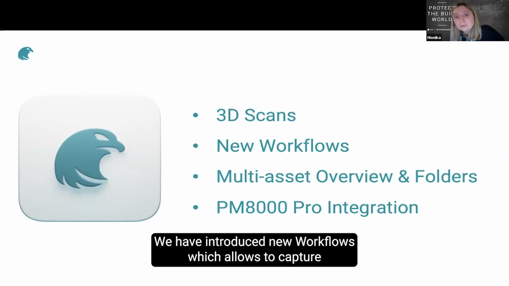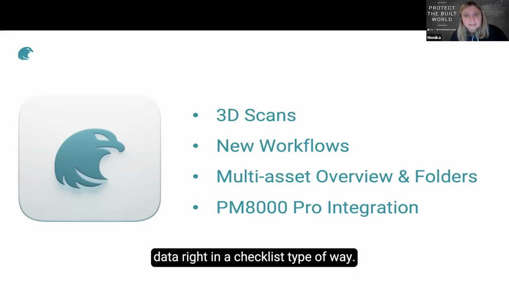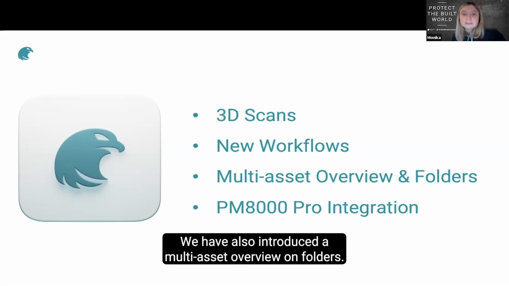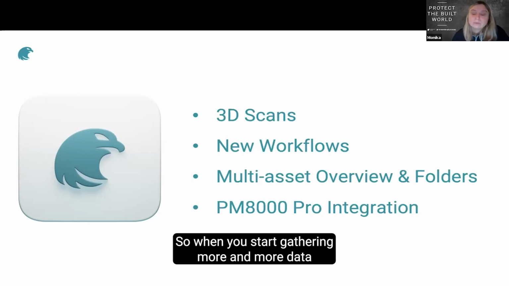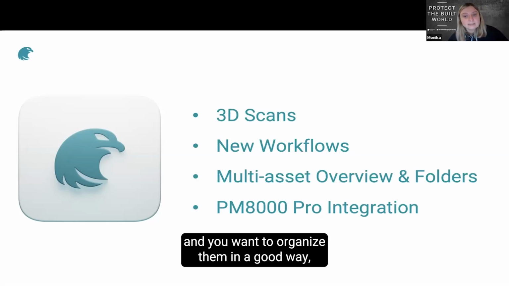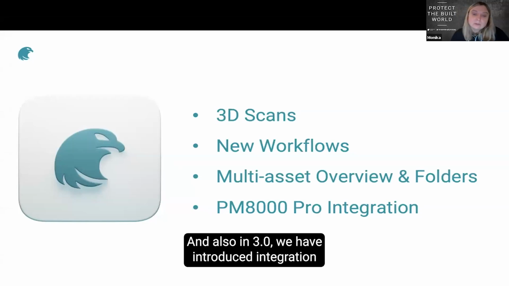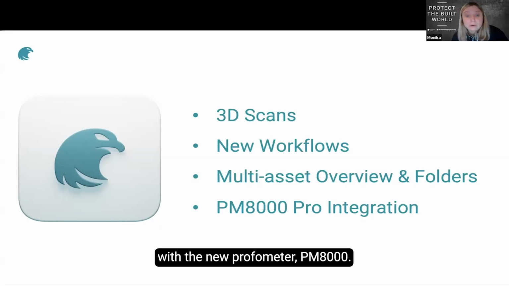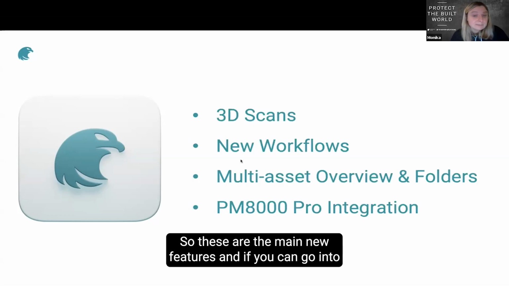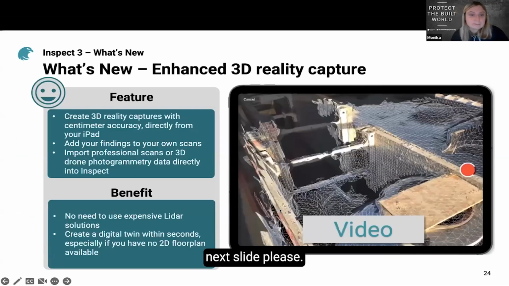We have introduced new workflows, which allow you to capture data in a checklist type of way. We have also introduced a multi-asset overview and folders. So when you start gathering more and more data and you want to organize it in a good way, you can use the overview and the folders. And also in 3.0, we have introduced integration with the new Profometer PM8000. So these are the main new features. And if you can go to the next slide, please.